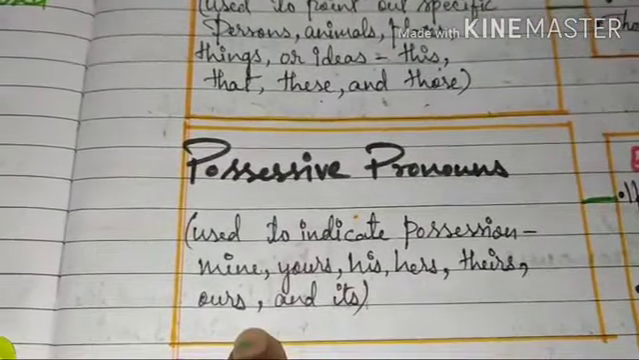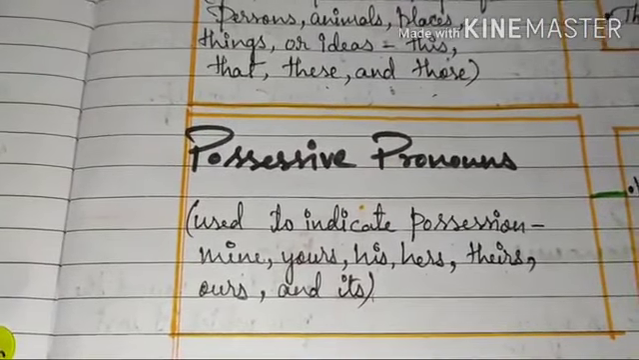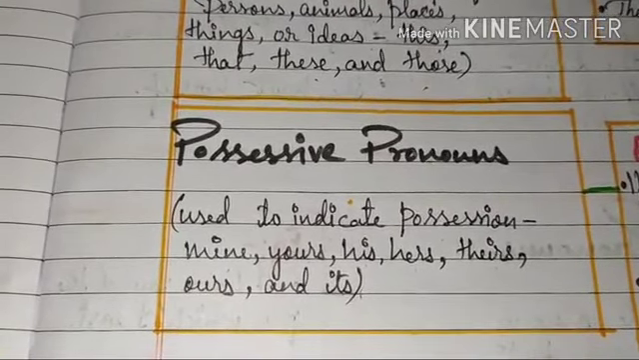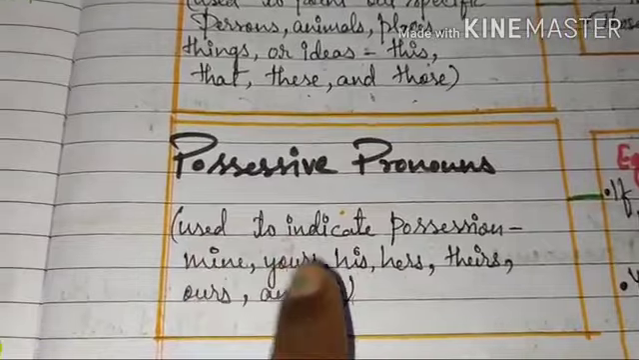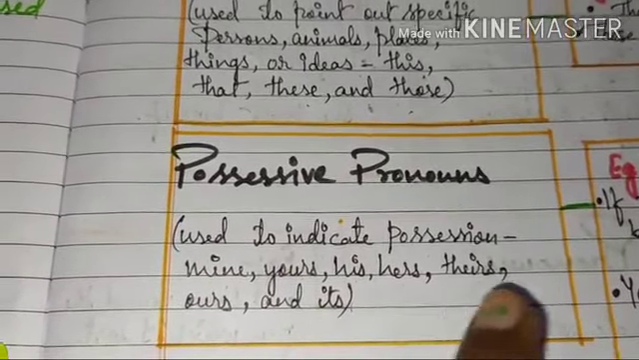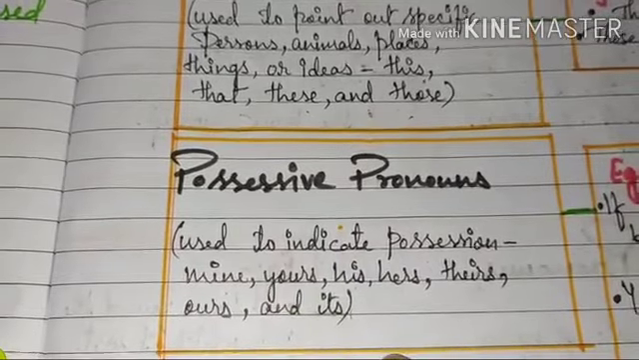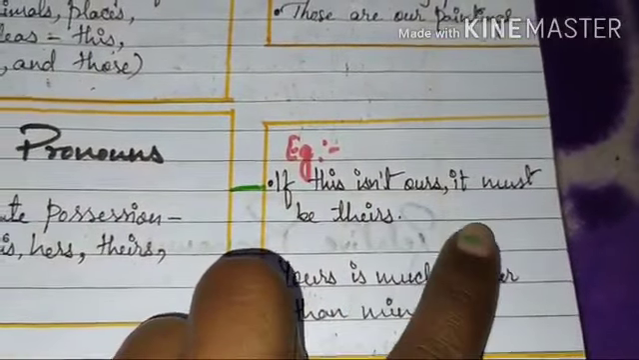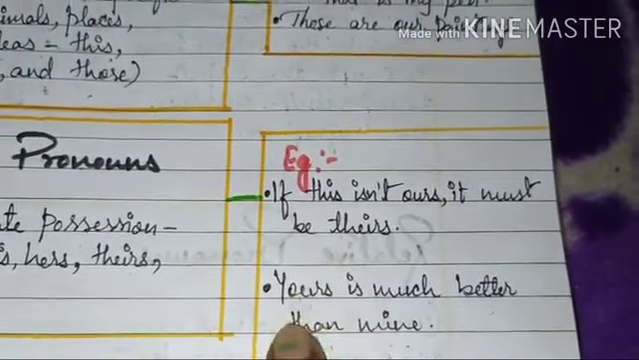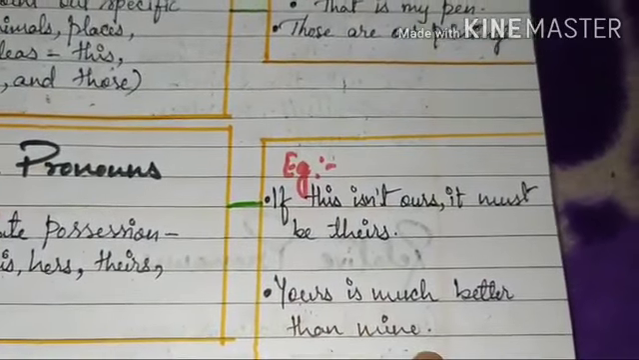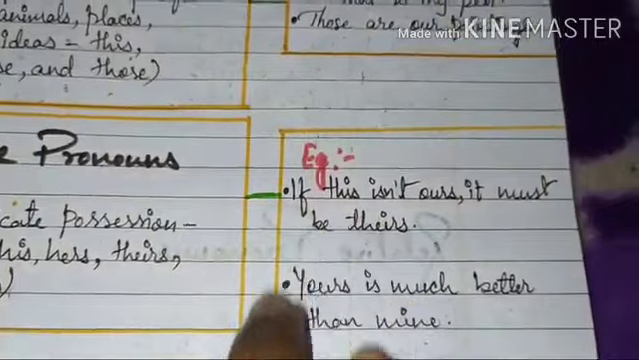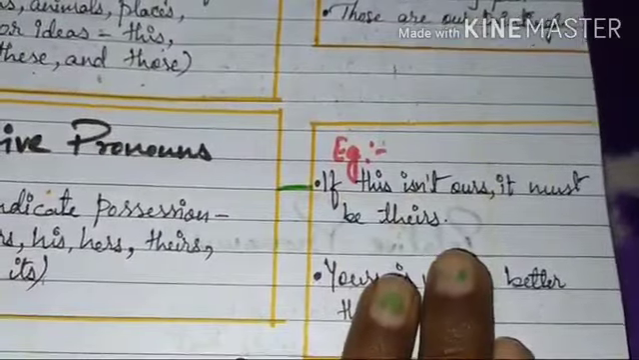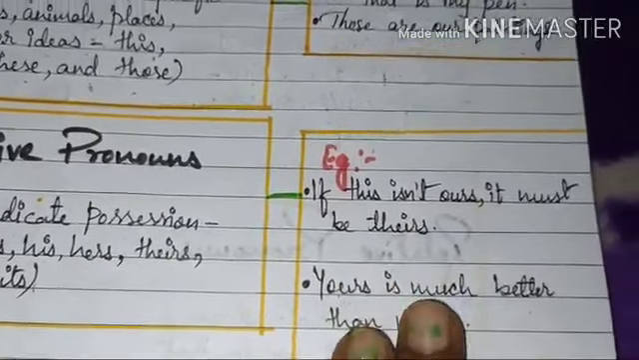Next we have possessive pronouns. Possessive pronouns are used to indicate possession. Yes, right, possession, ownership. Like mine, yours, his, hers, theirs, ours and its. For example, if this isn't ours, it must be theirs. Yours is much better than mine. Ours, theirs, yours, mine, these all show possession. Therefore, these are possessive pronouns.